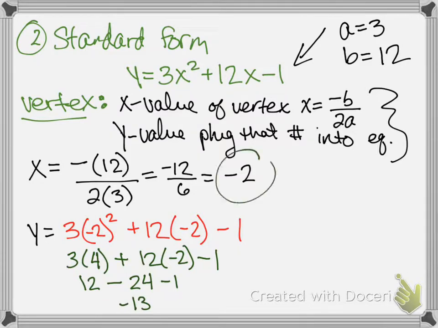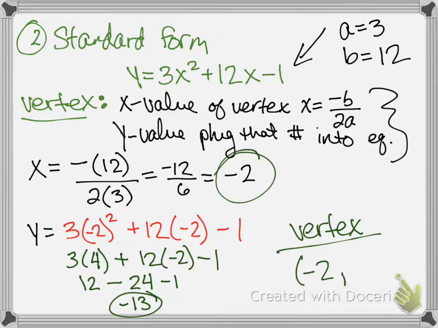So again, this was my x value, this was my y value. So for my vertex, that center point, it would be a negative 2 and a negative 13. So this would be how to find the vertex when you're given standard form.